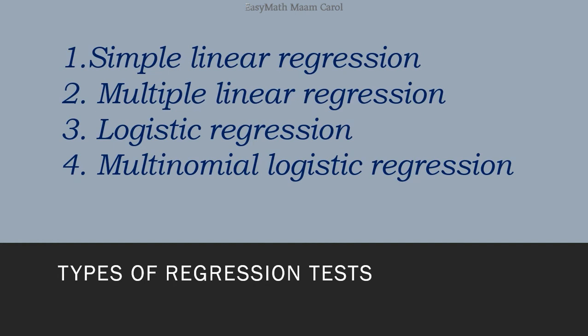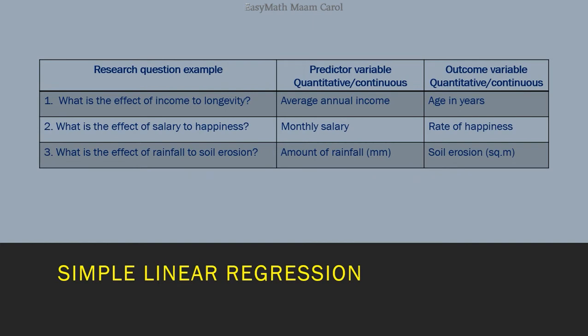The first one is the simple linear regression. The second one is the multiple linear regression. The third one is the logistic regression. And the fourth one is the multinomial logistic regression. Let's start with the discussion with the simple linear regression.